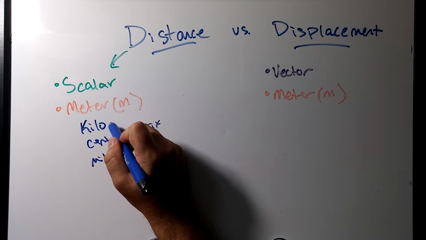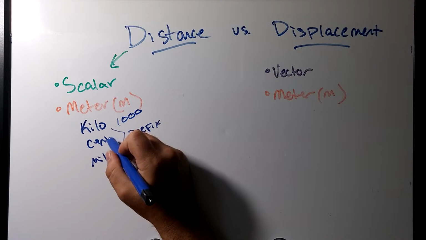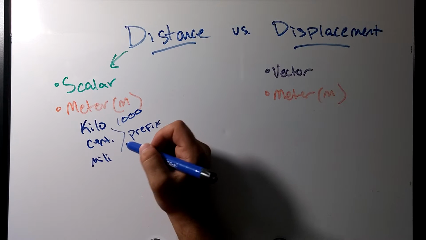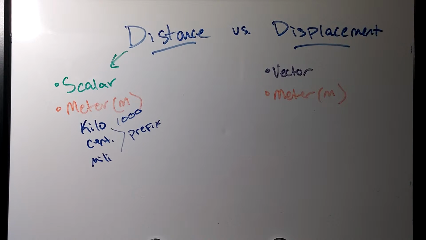A kilo stands for 1,000. Centi stands for 1/100th. Milli is 1/1000th. All the way down the line. I'm not going to go through every prefix with you right now. Just keep that part in mind.